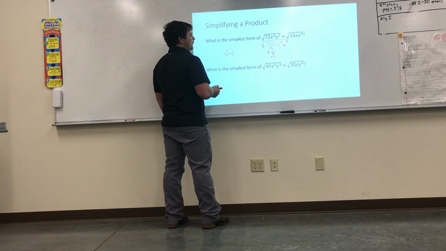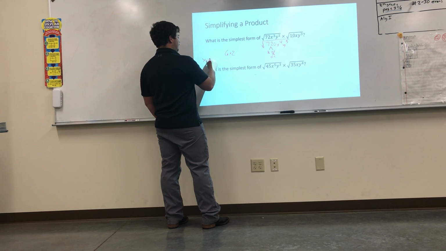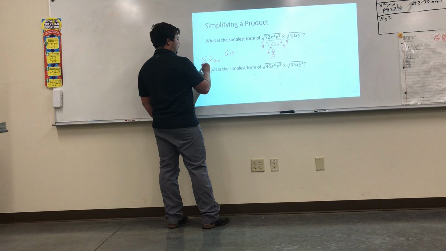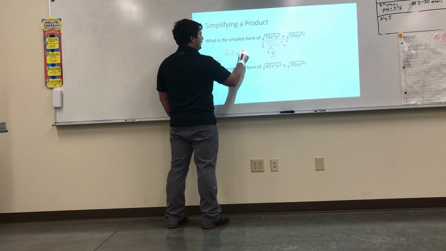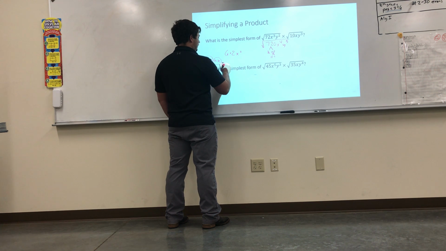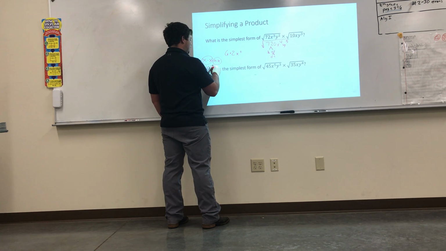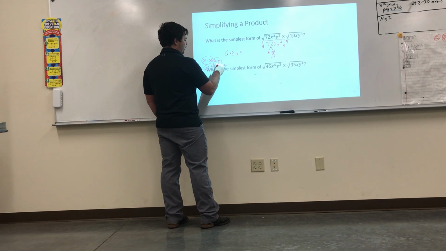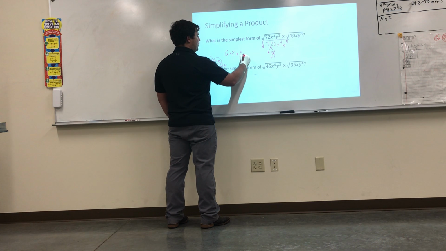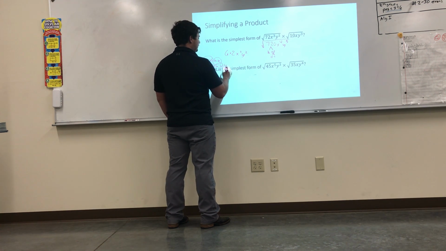Now we have x times x times x times x. One group, 2 groups. So that's going to leave me with x to the second. The y's, we have 5 of them: y times y times y times y and y. Group of 2, group of 2. I have 2 groups of 2. That means that's y to the second.